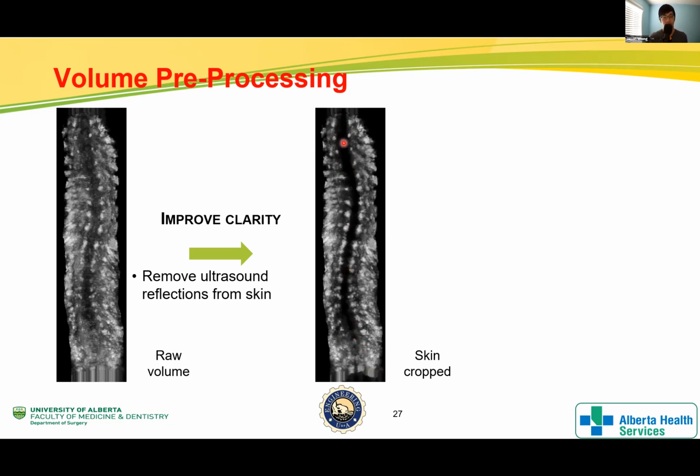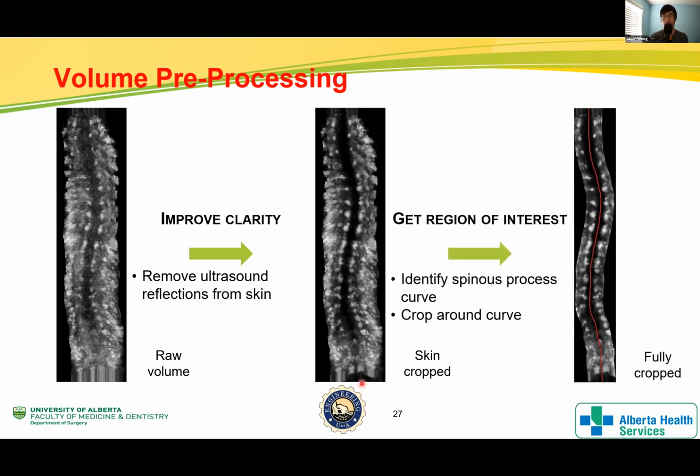So this is the spinous process curve, and it's particularly important that it's more clear because we need to use that to get our region of interest. So we identify the spinous process curve using a thresholding algorithm, and we get that red curve here. And then we can crop around that curve to narrow our search area. That makes the model predict better, just makes it a bit easier for it to find the laminae.